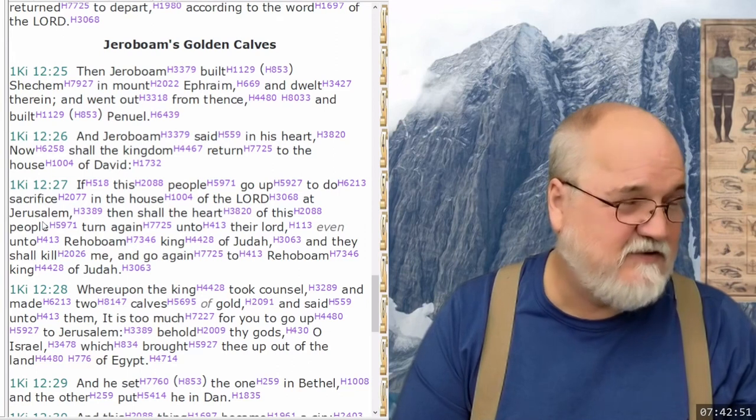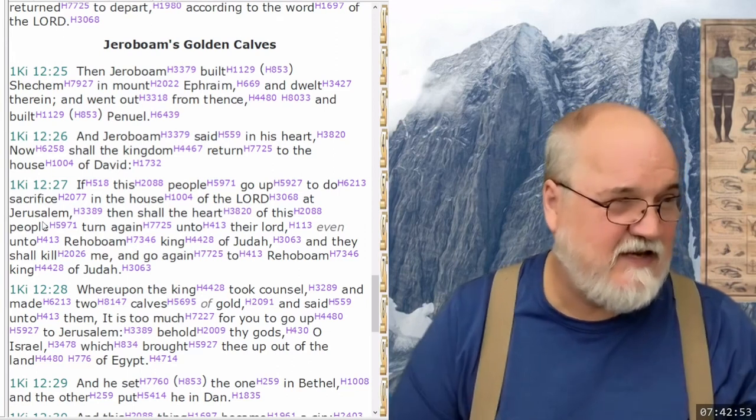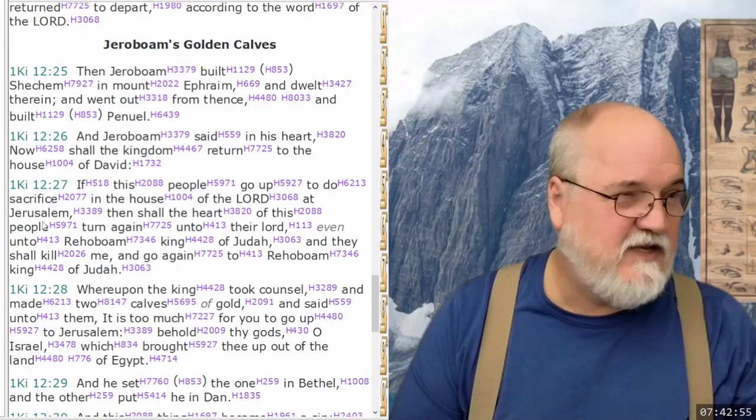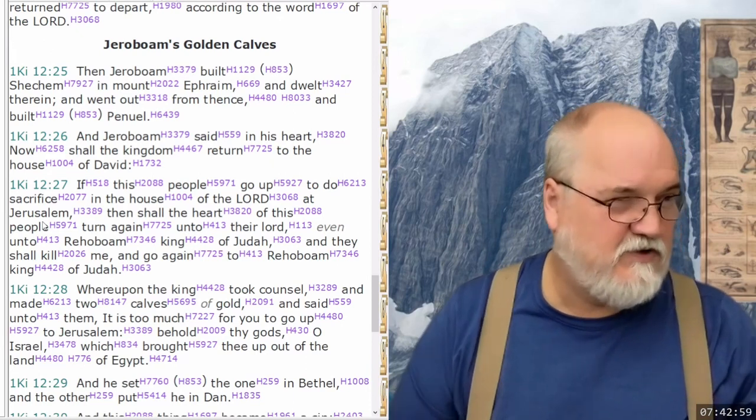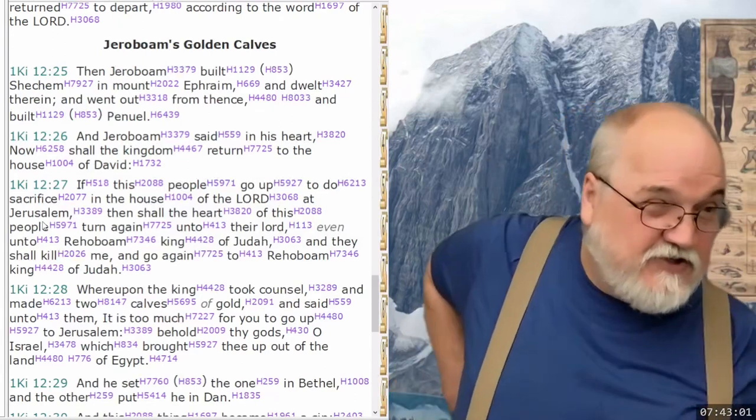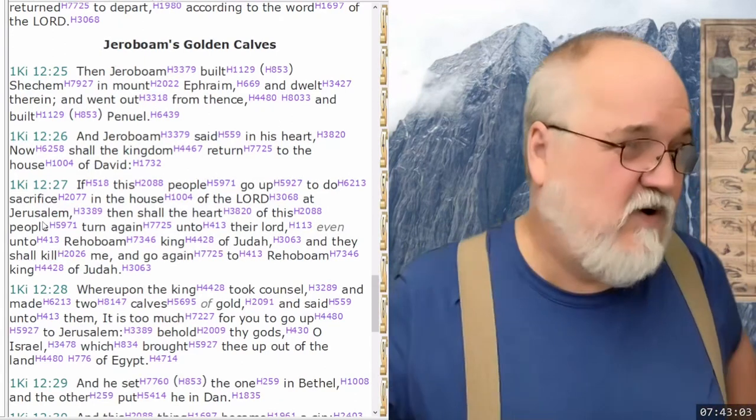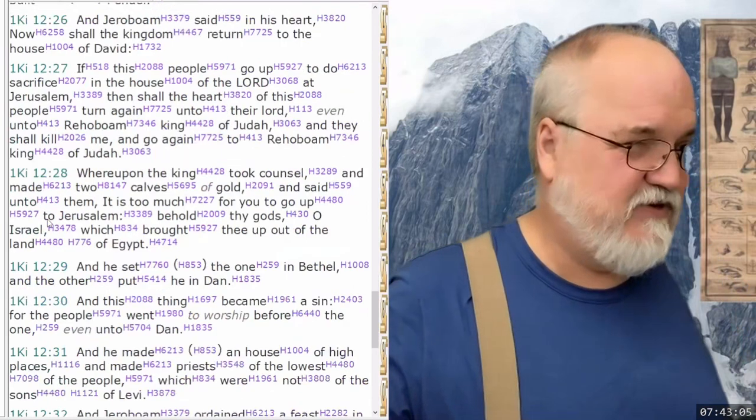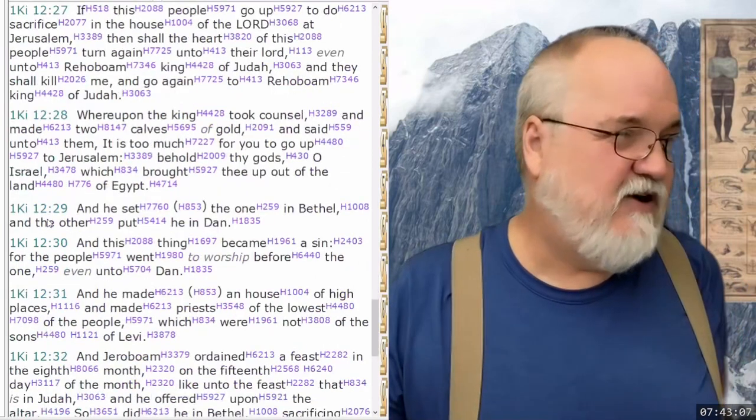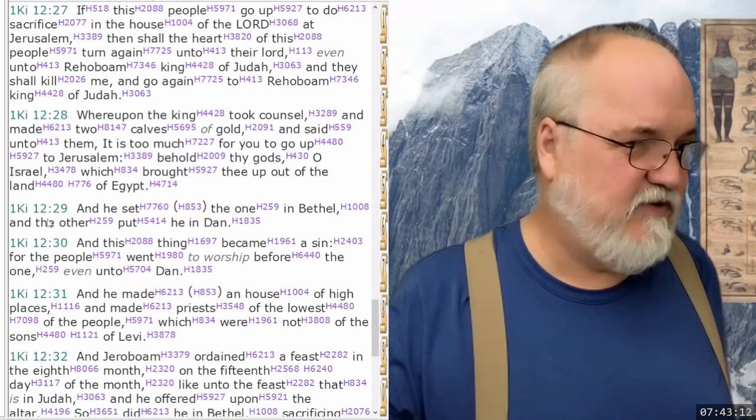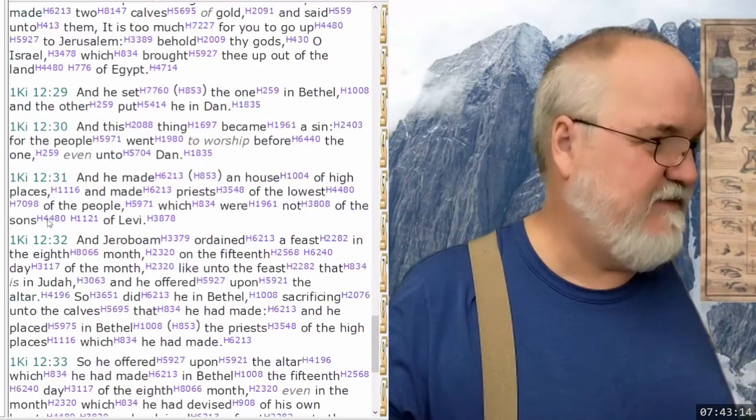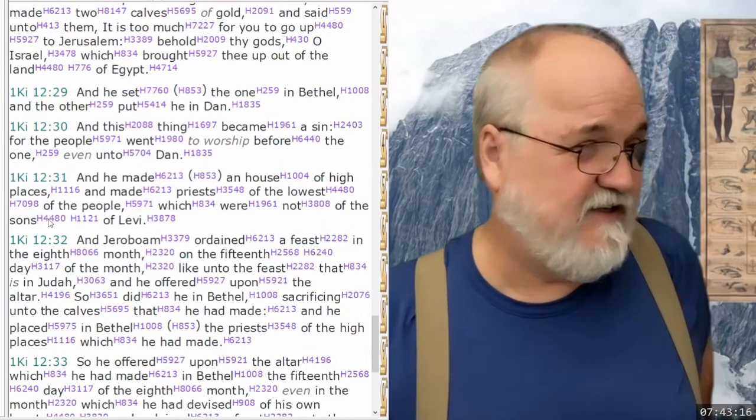Whereupon the king took counsel and made two calves of gold and said unto them, it is too much for you to go up to Jerusalem. Behold thy gods, O Israel, which brought thee up out of the land of Egypt. So we're going to have these two golden calves. One he places in Bethel, the other he puts in Dan. And he made an host of high places and made priests of the lowest of the people, which were not of the sons of Levi. So he's not going to be using Levites.